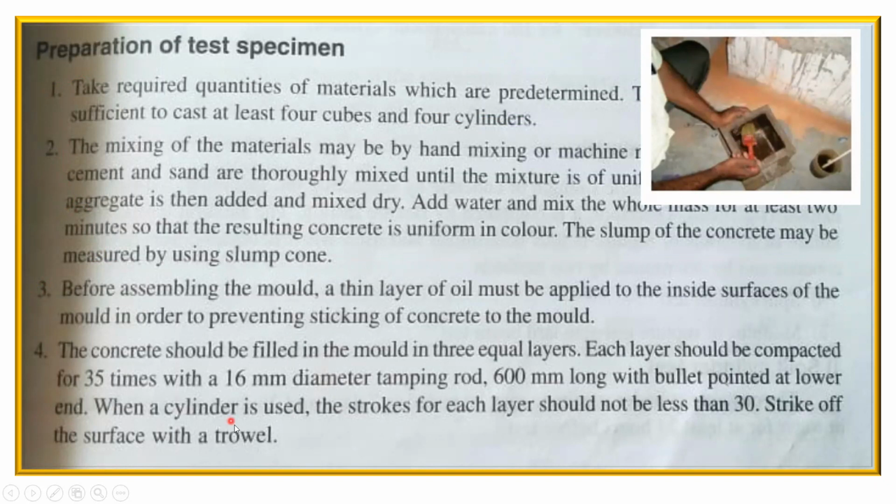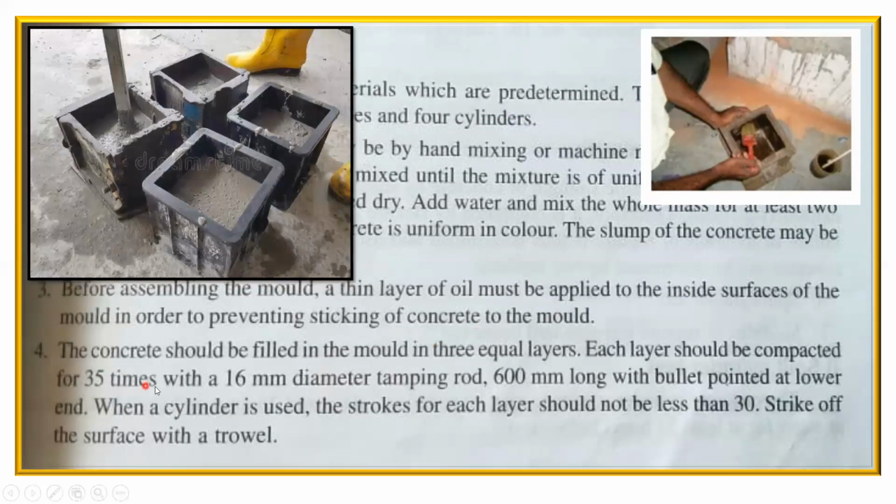The next point is that the concrete should be filled in the mold in 3 equal layers. Each layer should be compacted 35 times with a 16 mm diameter tamping rod, 600 mm long with a bullet-pointed end at the lower end. When the cylinder is used, the strokes for each layer should be less than 30 mm, and strike off the surface with a trowel.